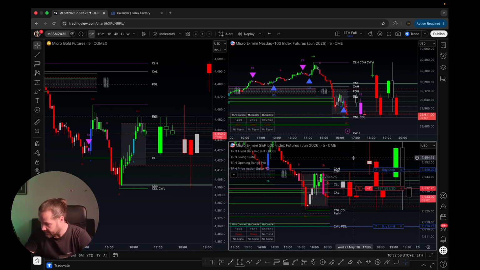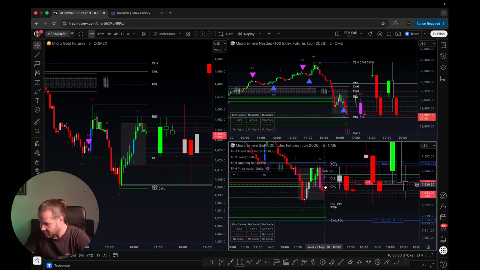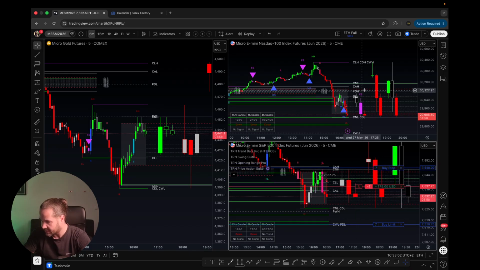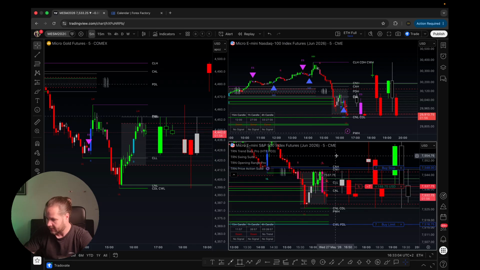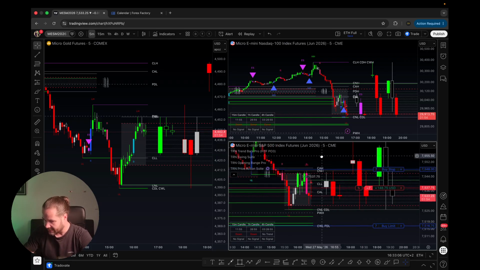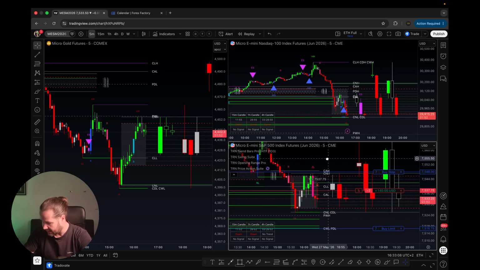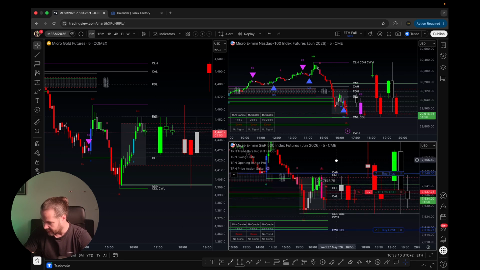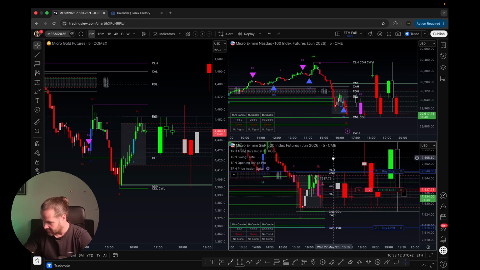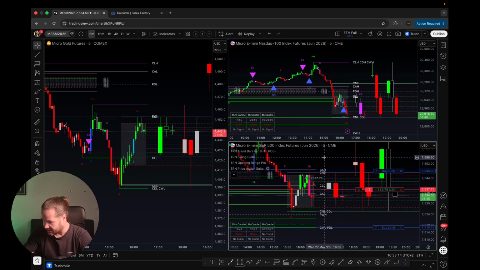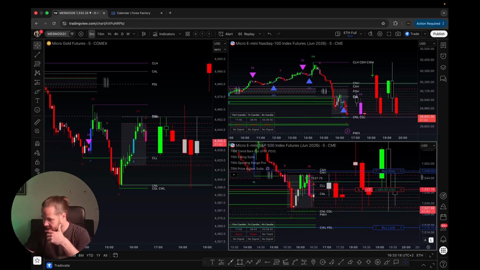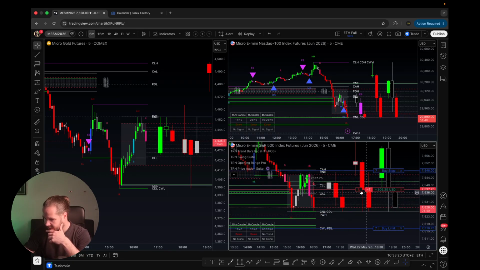So guys, as you can see, we entered another short here after we got stopped out on the first long. And right now it starts to play out. I mean, we have still a lot of time left, but this could be the first winner.